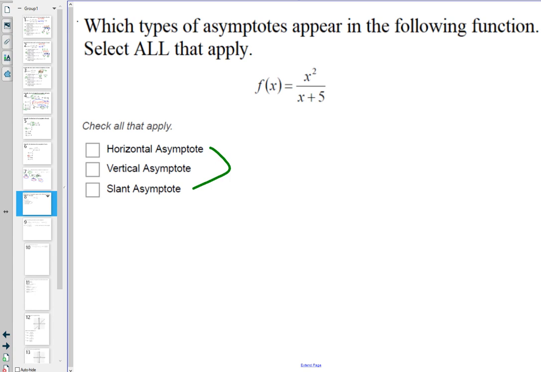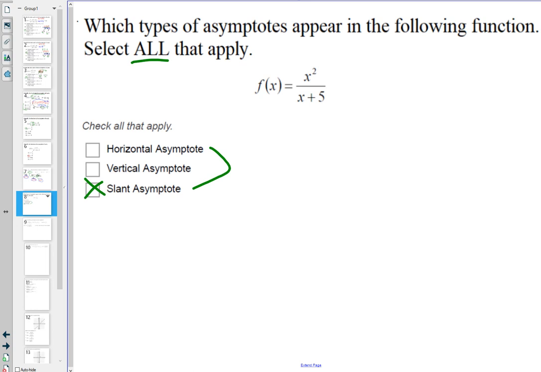Is there a horizontal asymptote there? The top degree is bigger, so we are not going to have a horizontal. But because the top degree is exactly one bigger than the bottom degree, there would be a slant. Notice how this also says select all that apply. So there could also be a vertical.